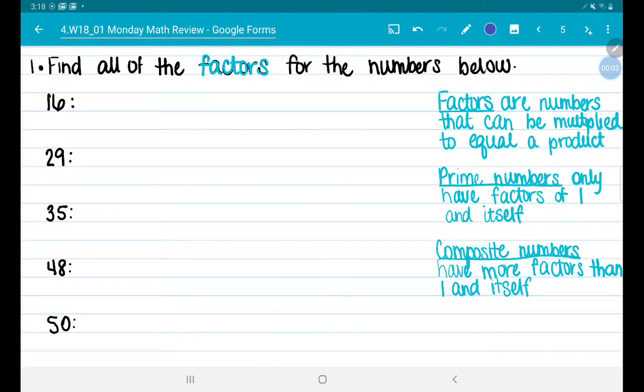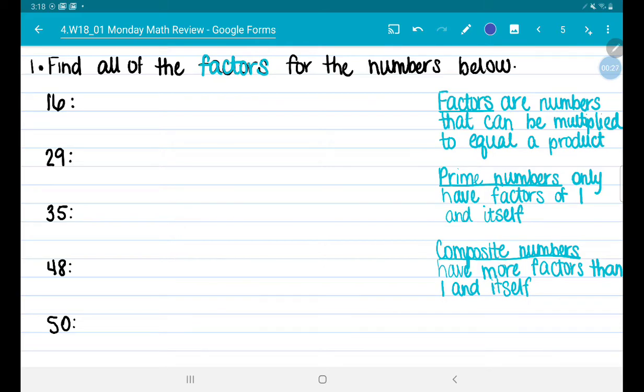The first question on your daily math today asks you to find all the factors of the numbers below. So remember, factors are numbers that can be multiplied together to equal a product. And these are really important when we start division next week, that you can find all the factors. So I want you really to focus on making sure that you're finding all of them.